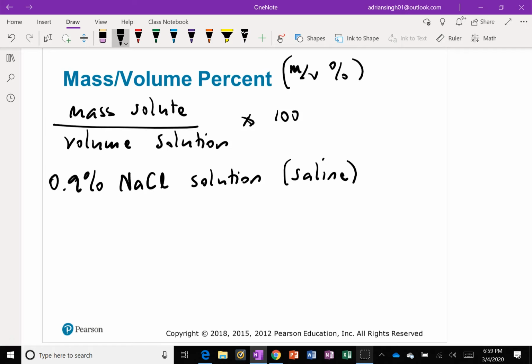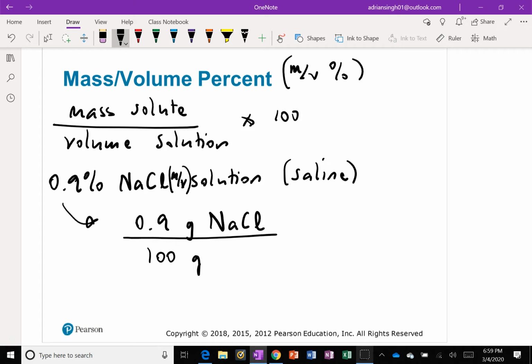So 0.9% sodium chloride is a mass volume percentage. What that means is that you have 0.9 grams of the solute NaCl for every 100 grams of the saline solution times 100. Next time you have an IV, take a look at the bag before they stick it in you. You should confirm that it's 0.9%, and they're not trying to kill you or something.